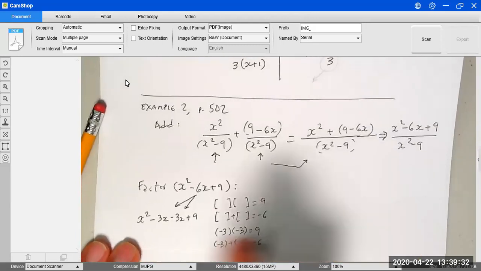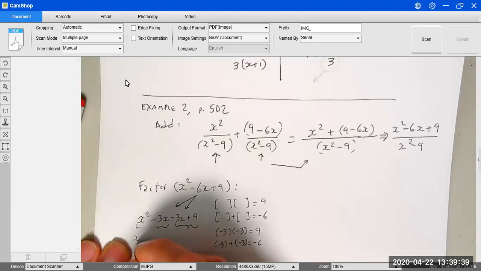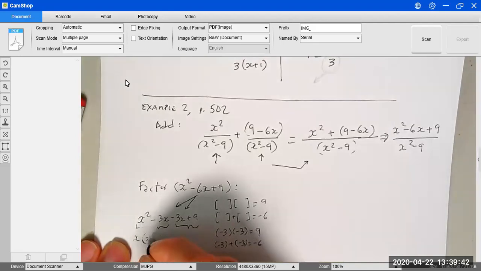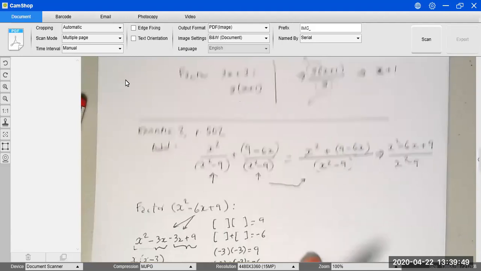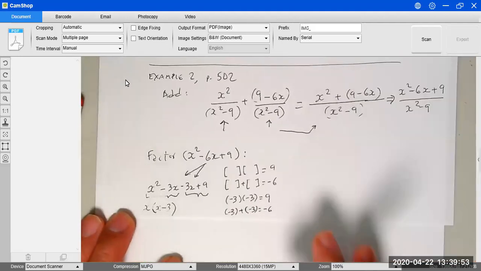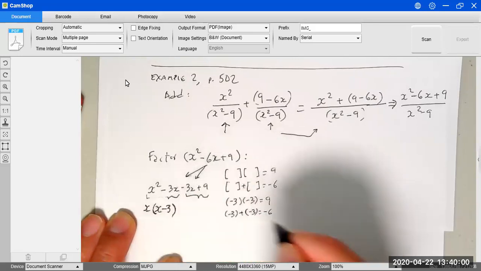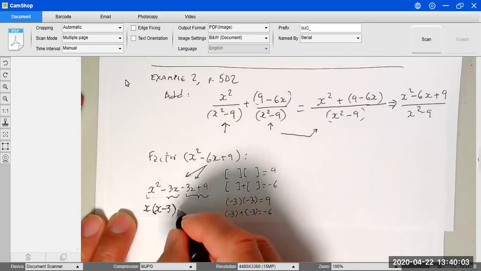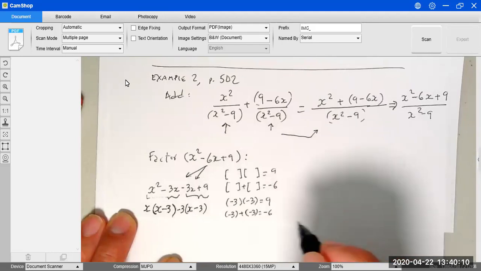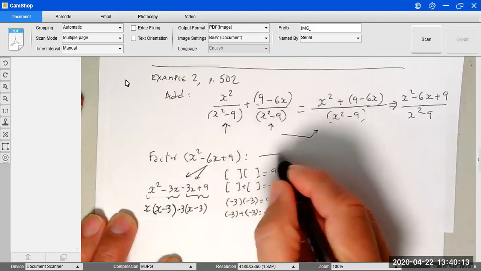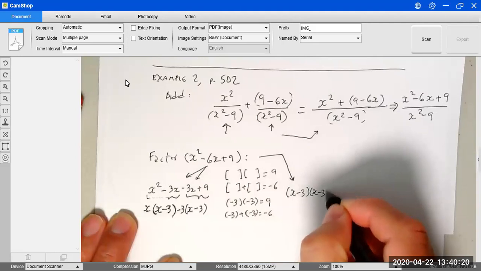Then you do factoring by grouping. From the first group you're going to get x that multiplies x minus 3. And let me see, because my marker is not working, let's use this one. From the second group, I'm going to factor out negative 3 that multiplies x minus 3. So the numerator is going to become x minus 3 that multiplies x minus 3.